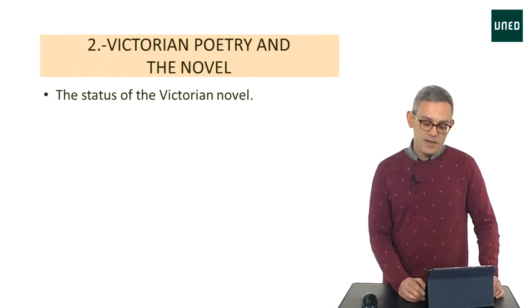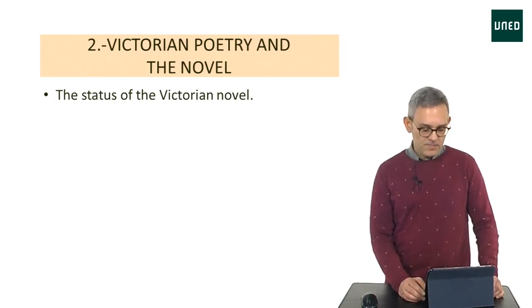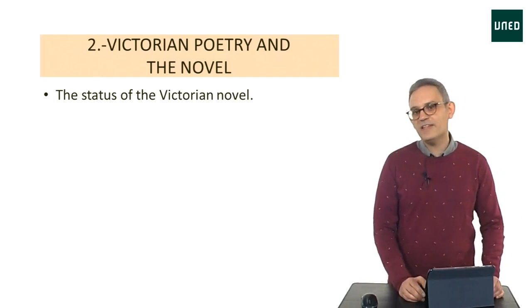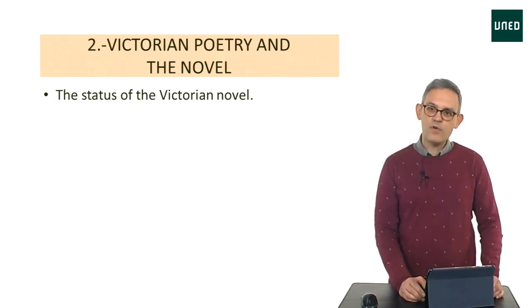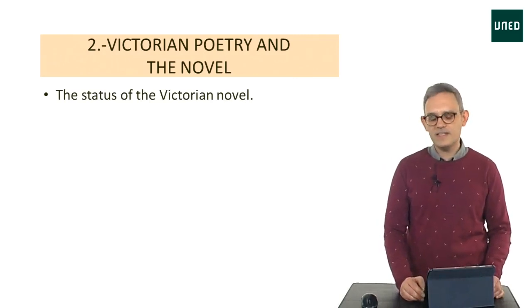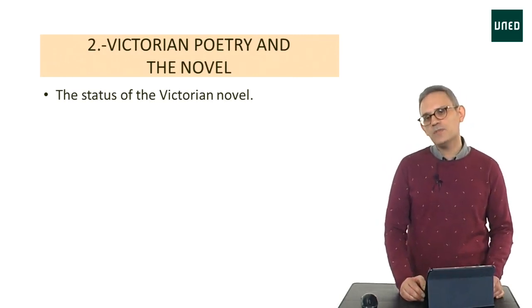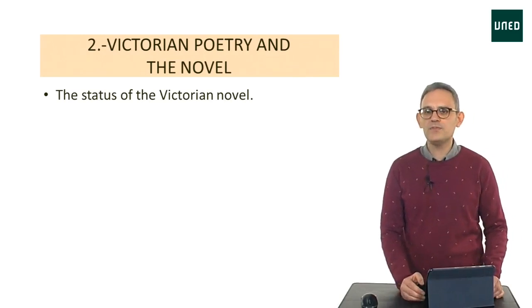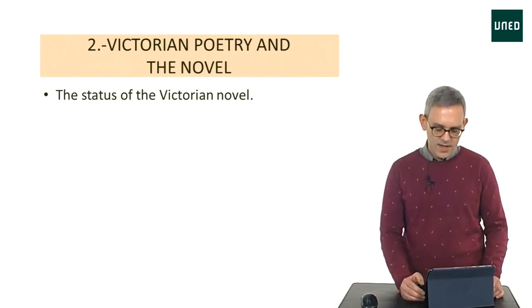The novel became the dominant genre during the Victorian period. It was perfected as a literary form. It became increasingly sophisticated, reaching very high standards. It was also mass-produced. It was also a lucrative form of literature, and it was marketed very successfully.